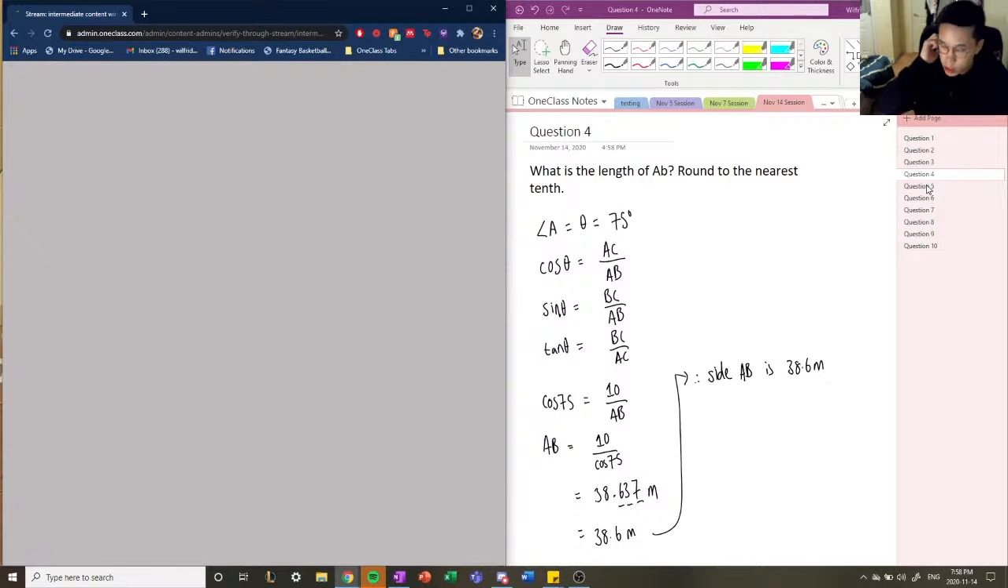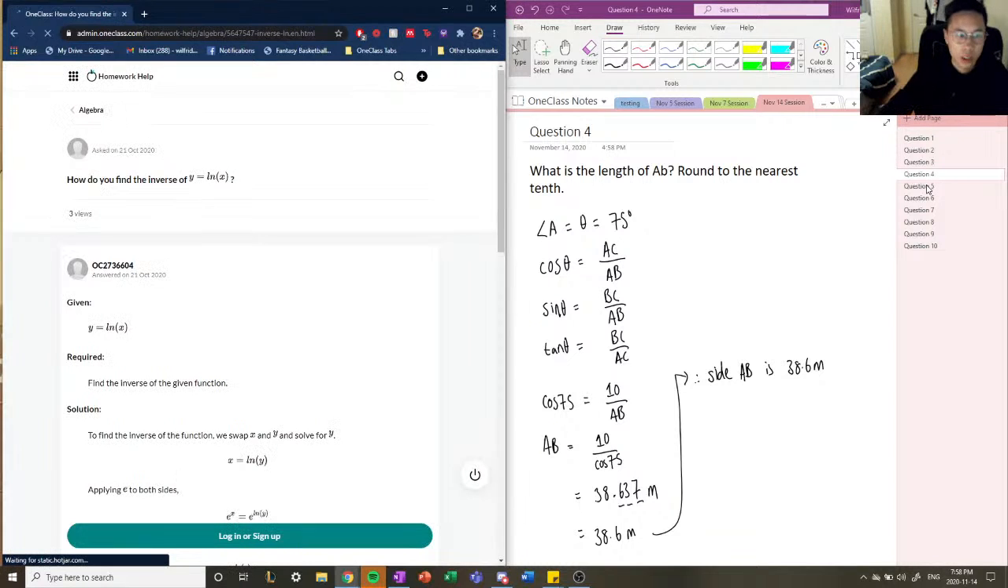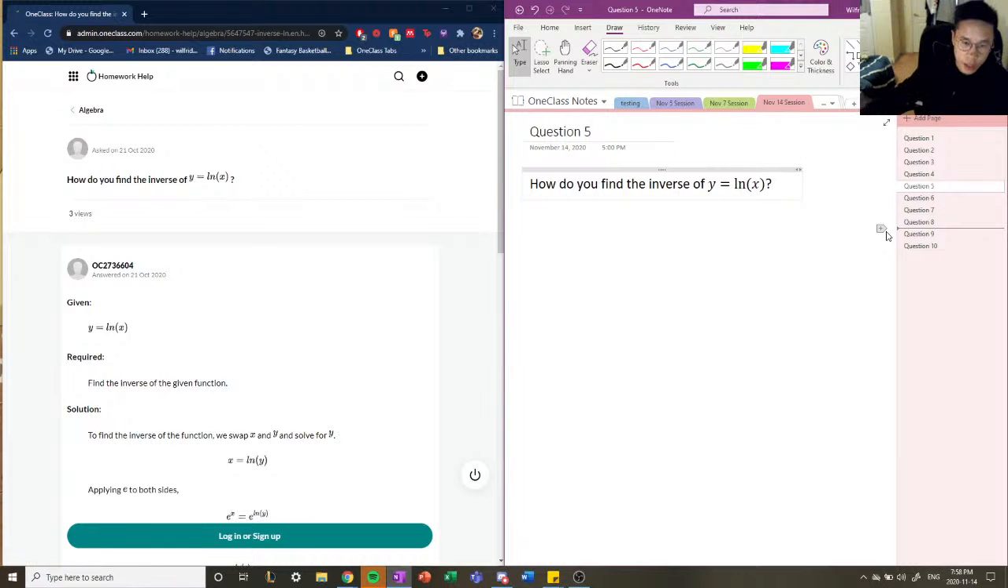All right, let's move on to question number 5. How do you find the inverse of y equals ln x? Let me talk about inverse functions for a second. We know that our function, let's say f of x, basically has a pool of x values.